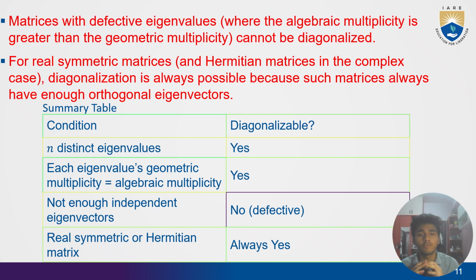Matrices with defective eigenvalues, where the algebraic multiplicity is greater than the geometric multiplicity, cannot be diagonalized. For real symmetric matrices and Hermitian matrices in the complex case, diagonalization is always possible because such matrices always have enough orthogonal eigenvectors. Summary table: n distinct eigenvalues, we can diagonalize. Each eigenvalue's geometric multiplicity is equal to its algebraic multiplicity, yes, we can diagonalize it. No, not enough independent eigenvectors. No, defective. Real symmetric or Hermitian matrix: always yes, it can be diagonalized every time.